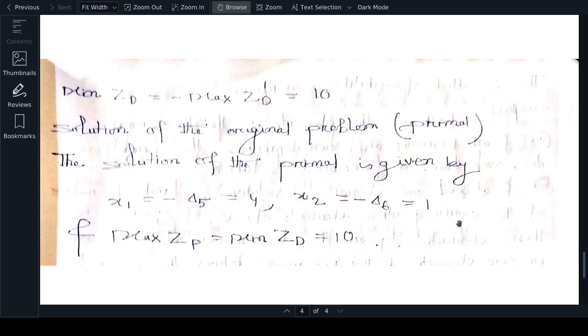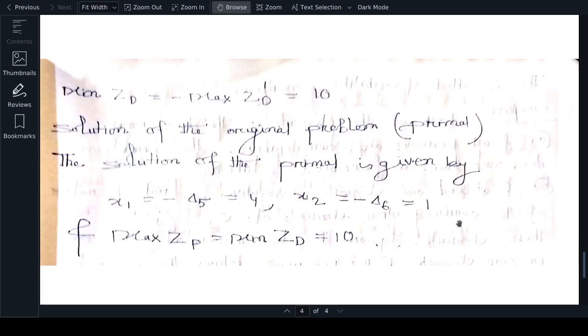Here, number 1 point is max ZP equal to min ZD, and number 2 point is delta J sign is changed for the slack or surplus variable. Means x1 equal to minus delta J of W5, and x2 equal to minus delta J of W6, a change in sign. And this we read only for slack or surplus, not the other variables.